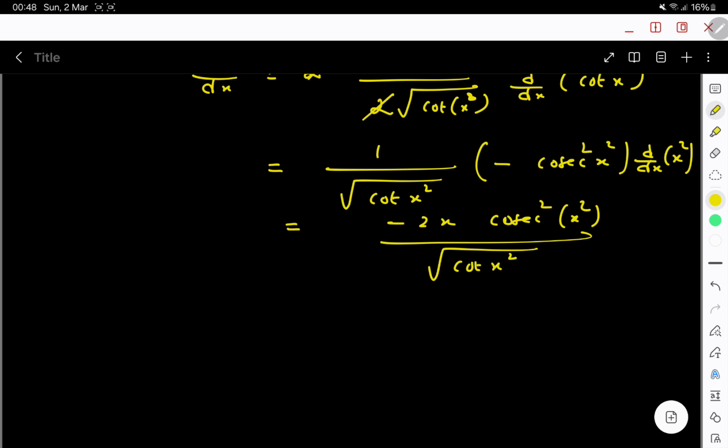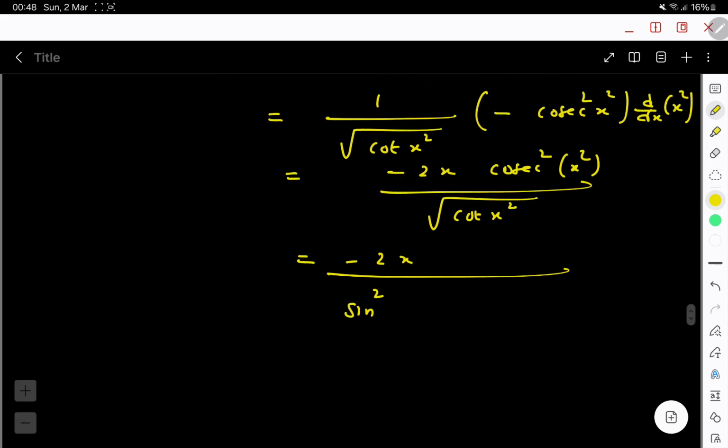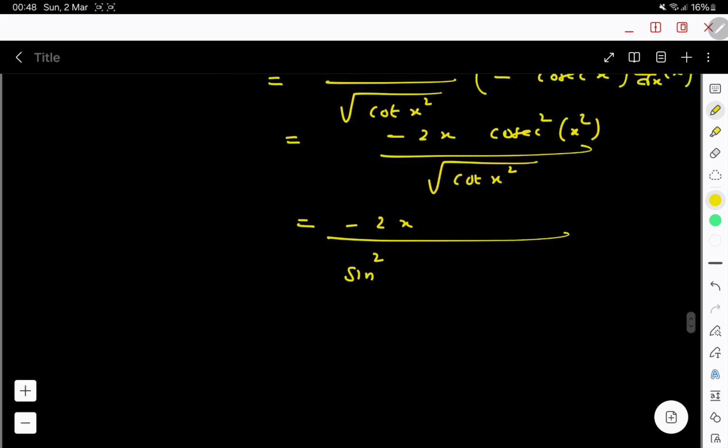Next we simplify. Cosecant square is written as 1 by sine square x square. Root of cot x square is cos x square by sine x square.